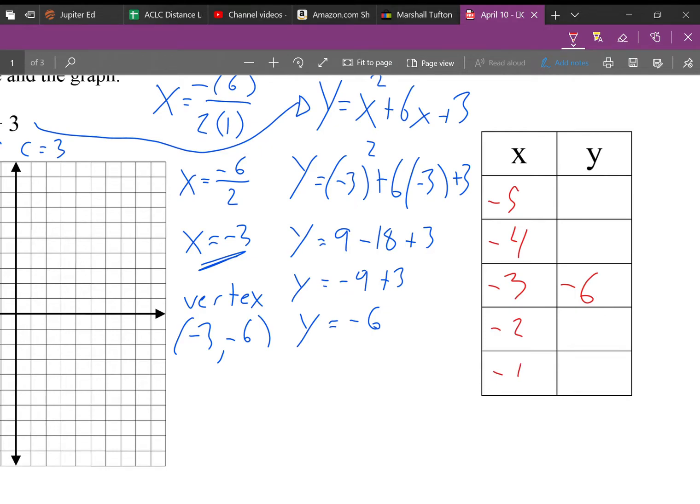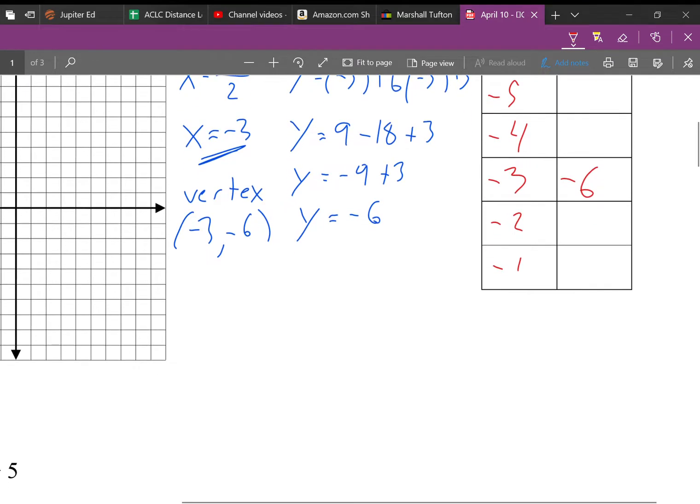So let's just pause and make sure we understand what we did. So far, what have we done? We found the axis of symmetry. We use that to find the vertex. And we place the vertex in the center of our table. And we found the x values 2 before it and 2 after it. So now what I'm going to do is I'm going to plug in those remaining x values and find their corresponding y values.